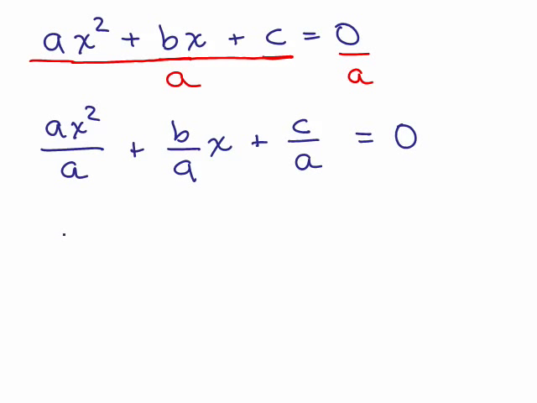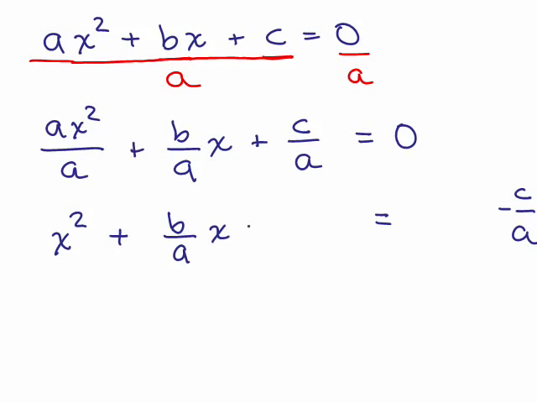All right, so this gives me x squared plus b over a x. Now, I'm going to take the constant term, c over a, and subtract c over a from both sides. So I'm going to put it on the other side as negative c over a. I'm going to leave a little space here. It equals negative c over a.